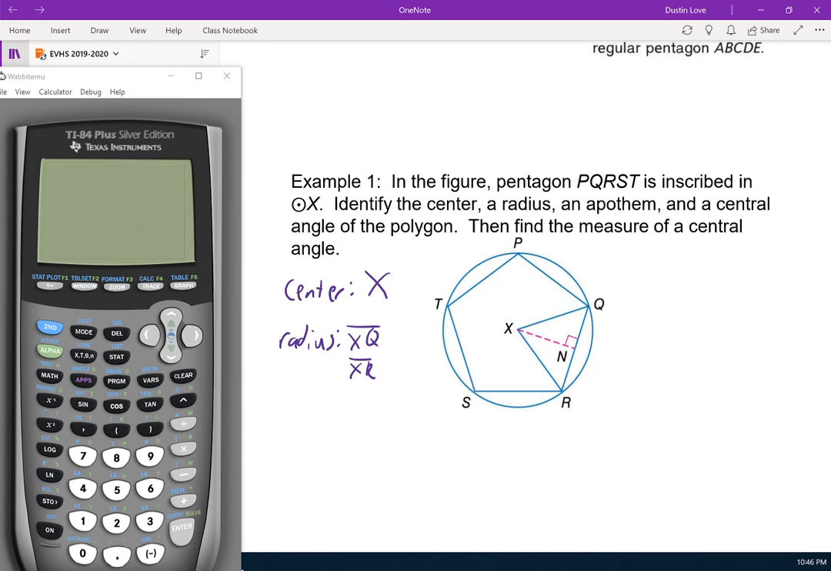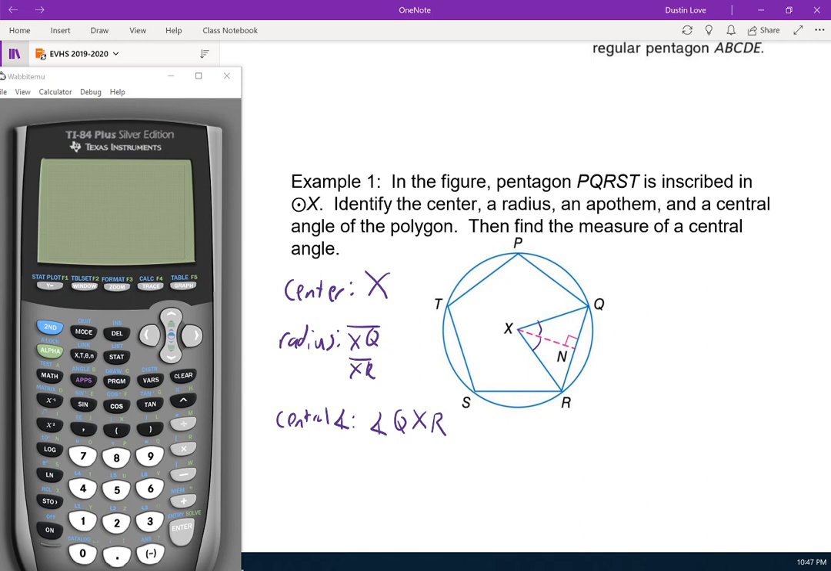A central angle, the only one marked on here is angle QXR. Now remember, you cannot say just angle X because with that dotted line there, we've also got angle QXN and also RXN. Either way, you cannot just say angle X.